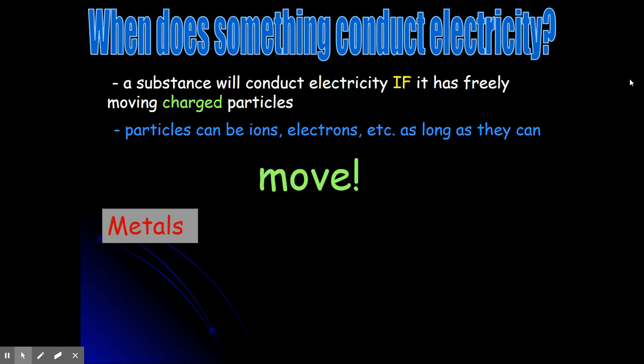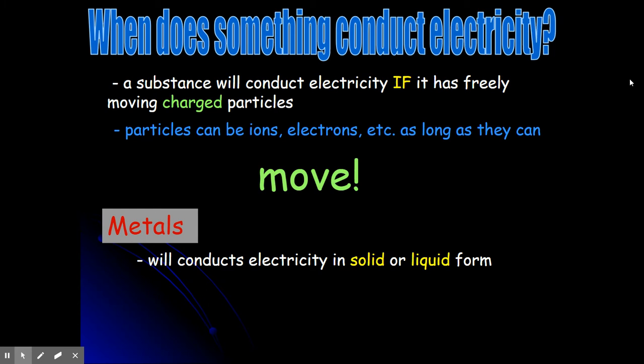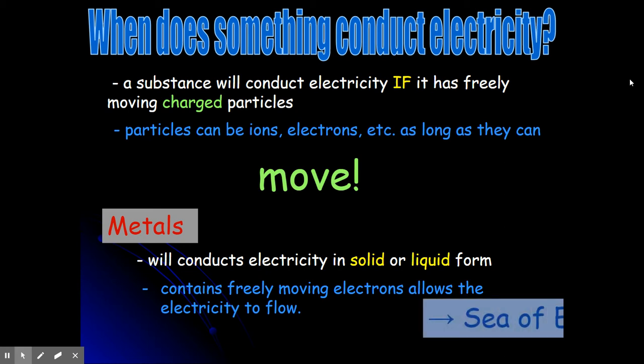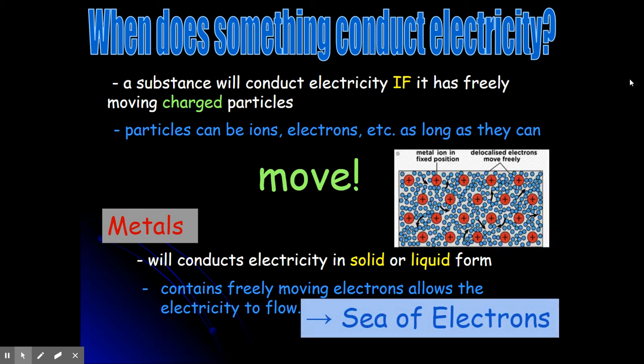So metals. Why do metals have the ability to conduct electricity? They will conduct electricity in solid, liquid, or realistically gaseous form as well. We're not really familiar with metals as a gas, so I really don't talk about them. But they will conduct electricity in any phase because they contain freely moving electrons. If you think back to metallically bonded things, there's that catchphrase of a sea of electrons. So you have the kernel.